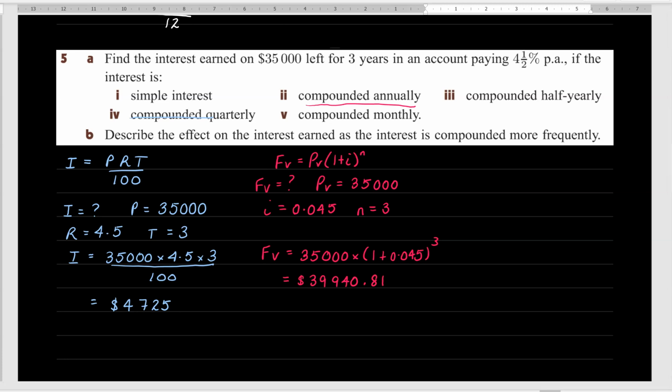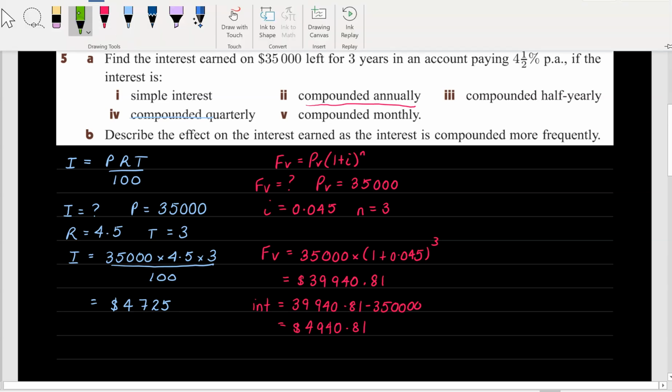Remember, this gives you your future value, so it's what you put in plus the interest that you earned. So in this case, your interest is going to be the $39,940 minus what you had put in to start with, so minus the 35 grand, and that then gives us $4,940, okay, and the 81 cents. So you can see that we get a little bit more because it's compounded annually. You're earning interest on top of interest.